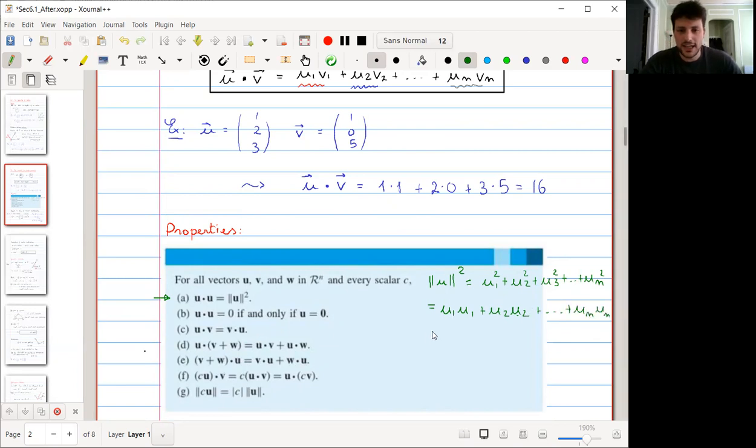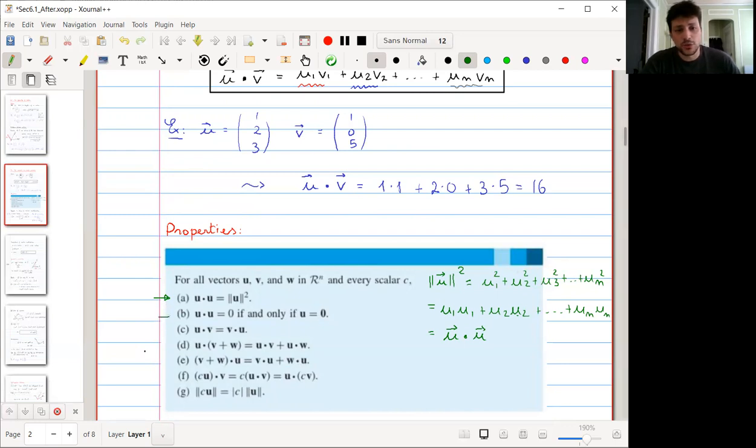That's exactly what I get when I dot the vector U with itself. So let me point out that all the other U's appearing here are entries, but this is the vector U dotted with itself. So that's our first property A. It's very important.